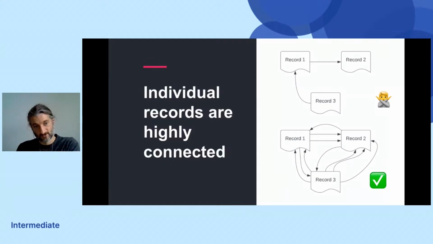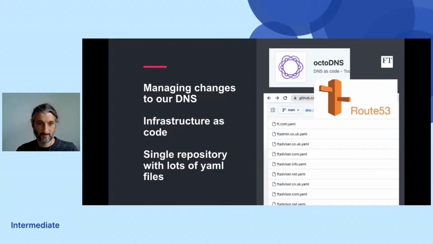Another aspect of connectedness, which I think is really important, is that you try and map as many relationships between records as possible, because a rich model with more relationships can give more powerful insights and power more use cases. An example of where we're getting value here is in how we manage our DNS records. We already manage our DNS as infrastructure as code, so we have a big repository full of lots of YAML files that define all our DNS records, all the way from ft.com down to obscure little things that have bits of infrastructure.